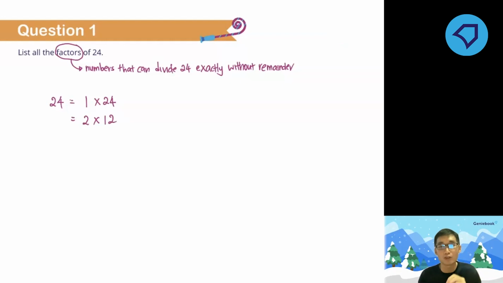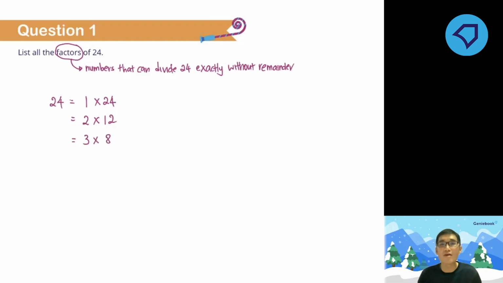Because 24 divided by 2 would give me a quotient with no remainder. 24 divided by 12 also gives me a quotient without any remainder. So 2 and 12 are both factors of 24 as well. Now, have we listed out everything? Let's think again. The next number after 2, we have 3. Now, is 24 divisible by 3? Think of your multiplication table of 3, right? We know that 24 is divisible by 3, and in your multiplication table of 3, I know that 3 multiplied by 8 gives me 24.